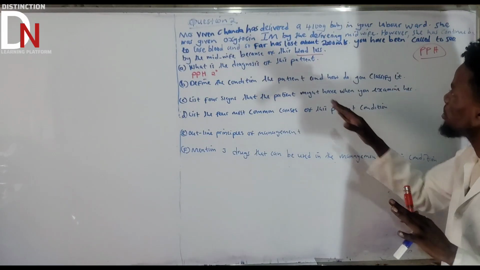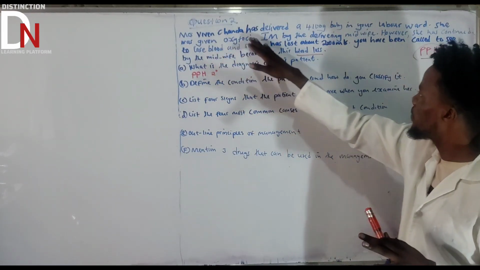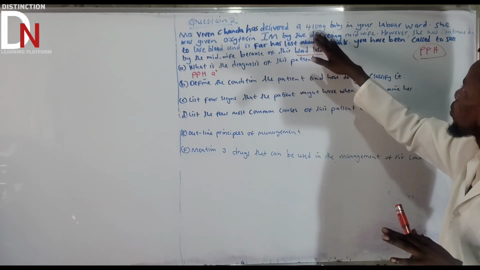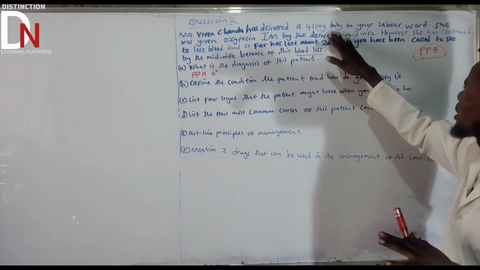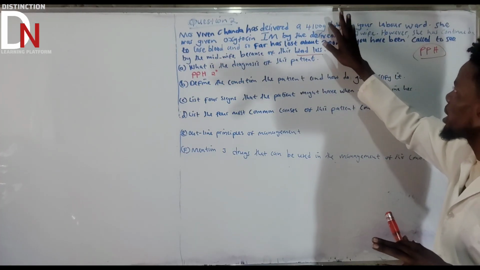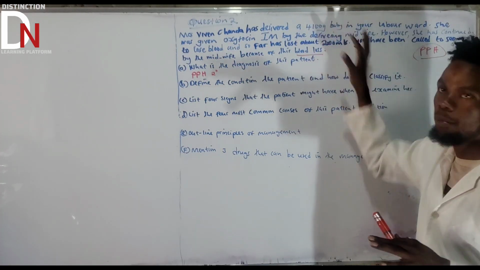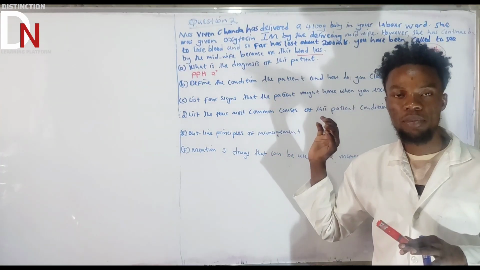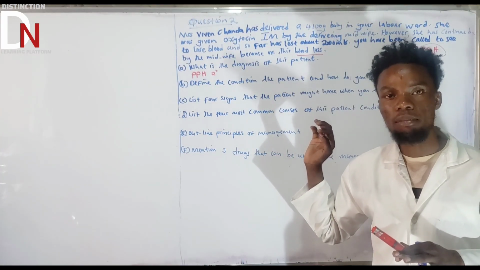Secondary to what? So remember that they are saying Mrs. Vivian Chanda has delivered a 4,100 gram baby. Basically, this is a large baby. From OBS and GYN, we call it macrosomia.